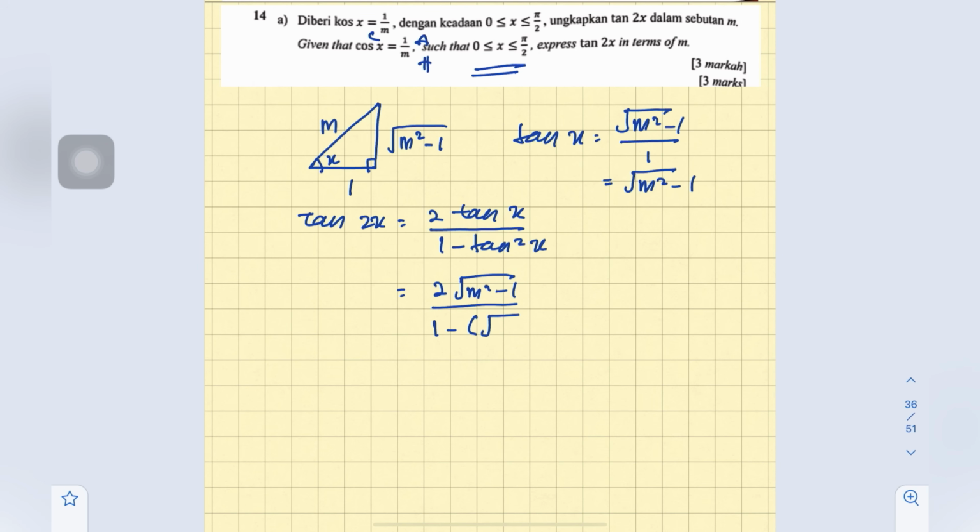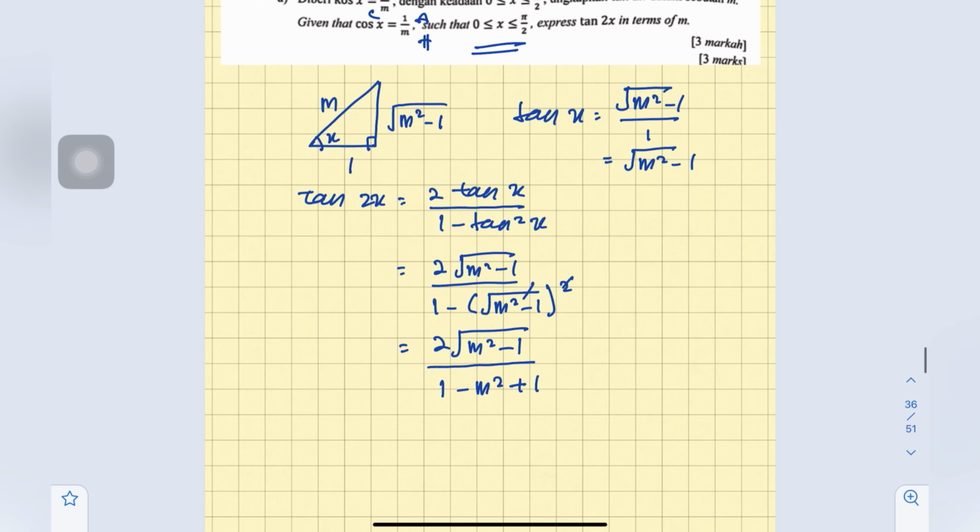Okay, so this one is the square root of m squared minus 1, squared. So then this one we can eliminate. So here we simplify: 2 square root of m squared minus 1 over 1 minus m squared plus 1. Okay, so this one is 2 square root of m squared minus 1 over 2 minus m squared.